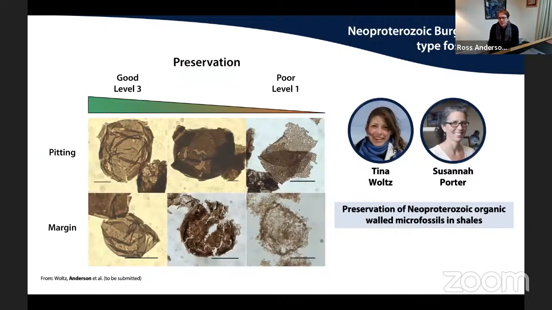So I've been working with Susanna Porter and her student Tina Waltz at UC Santa Barbara, and we've begun to test the association between clay mineralogy and the preservation quality of Neoproterozoic organic-walled microfossils. Tina has quantified the preservation of these soft-bodied fossils, whose fossilization style resembles Burgess Shale-type fossilization, on a scale from 1 to 3, with 3 being good, based on various metrics such as the pitting in the cell and the cell wall margin.